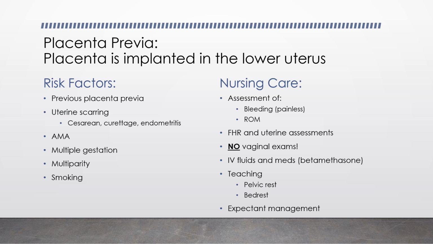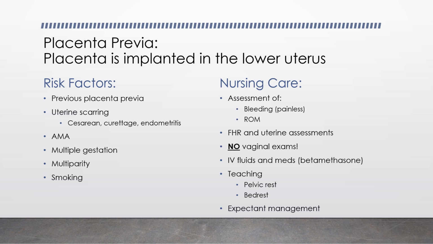You will probably want to, or be ordered to, administer IV fluids for fluid replacement, and you'll probably give some medications like betamethasone. Betamethasone is a steroid. It's a glucocorticoid that is given very commonly to women who have a risk of delivering a preterm newborn, and that betamethasone crosses the placenta and helps mature the lungs in the fetus.